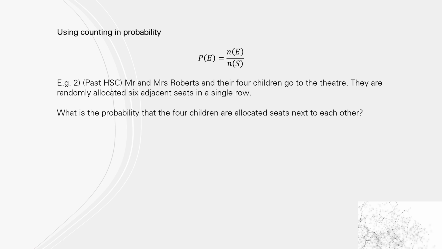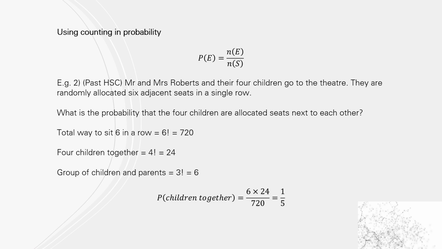For the probability that the 4 children are allocated seats next to each other, we're going to look at grouping the 4 children together as one. The total ways of seating all 6 of them is 720, and we need that because we're doing probability. The 4 children together is 4 factorial. The group of children and the 2 parents makes 3, so that's 3 factorial. Therefore it's 6 times 24 on the top over 720, so it's a 1 in 5 chance the 4 children are sitting together.